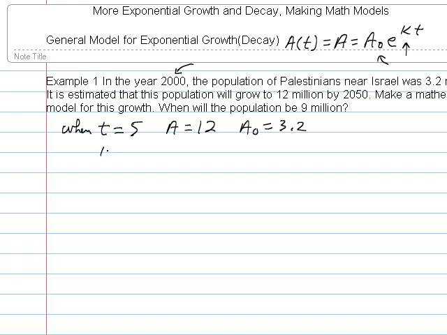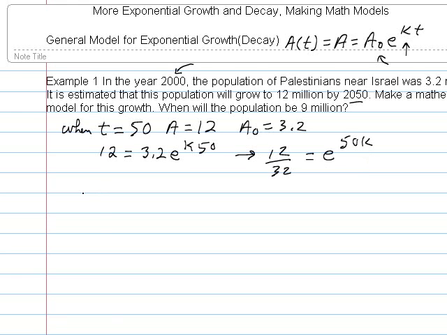So A, 12, of course that means 12 million, is equal to A0, 3.2, which means 3.2 million, times e to the K, which is what we're looking for, so we don't have any number to put in there, and T is not 5, T is 50, because we're talking about the span from 2000 to 2050. So T is 50. Okay, to solve that, we have two steps. We want to isolate our exponential, so we'll have 12 over 3.2 is equal to e to the 50K. Of course, that's just the commutative property on top.